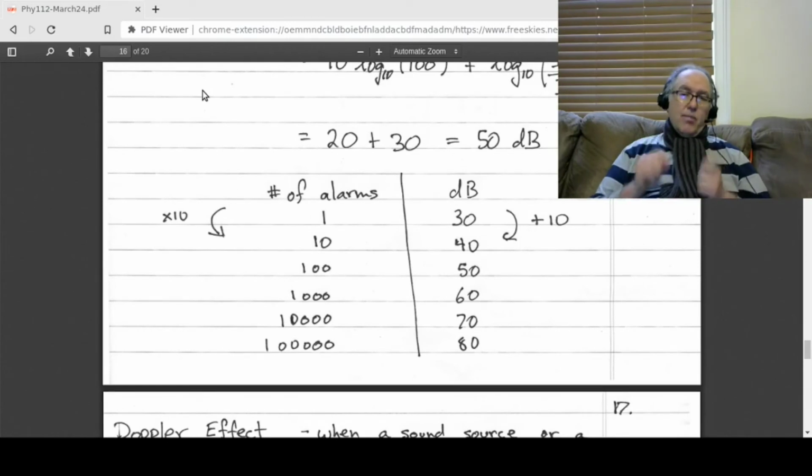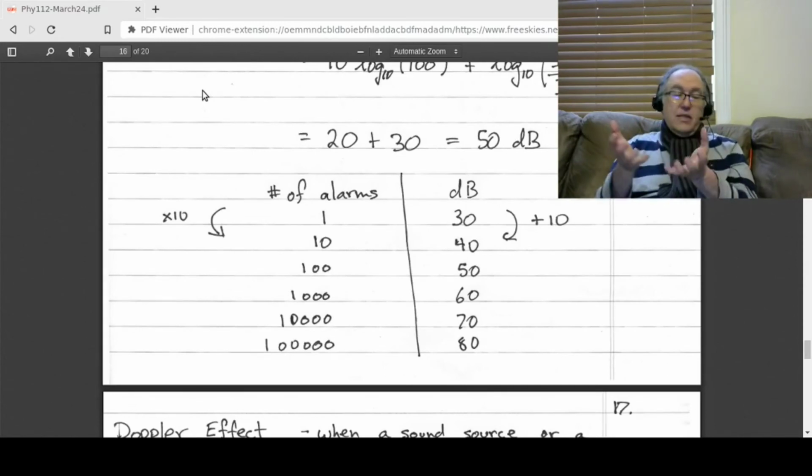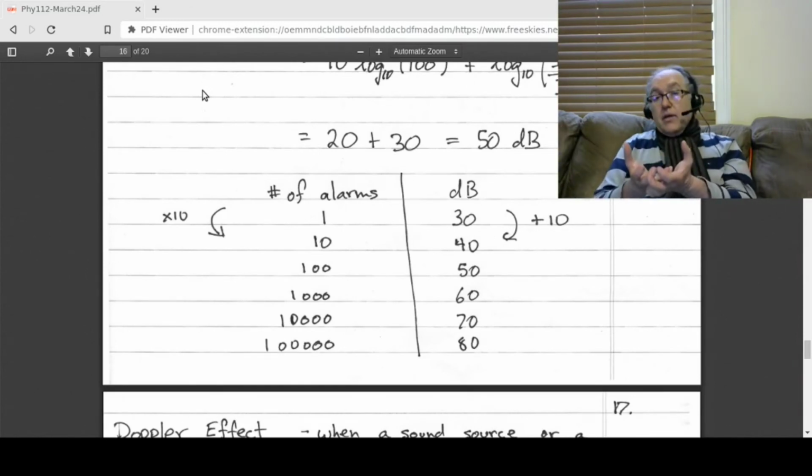And the essential thing to remember about a log scale is that it's not additive. It's not like you have one sound which is 30 decibels and another sound which is 30 decibels, and you put the two sounds together and you get 60. No, no, no. We just saw that you have 30 decibels and you have another one which is 30, and you put them together and you get 33.